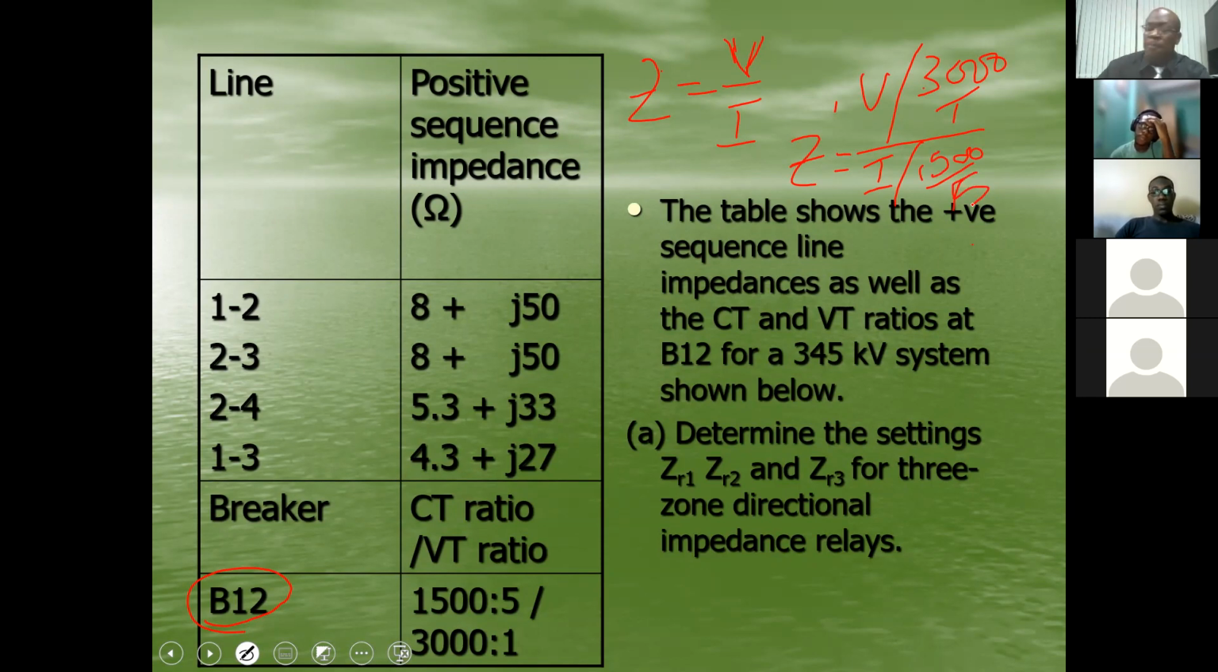Which gives us, therefore, Z prime to be equal to Z over 10. All right? So in other words, what I am seeing at the relay would not be the actual values of the line impedance, but rather a scaled replica, so to speak, based on the current and voltage values that are being supplied.